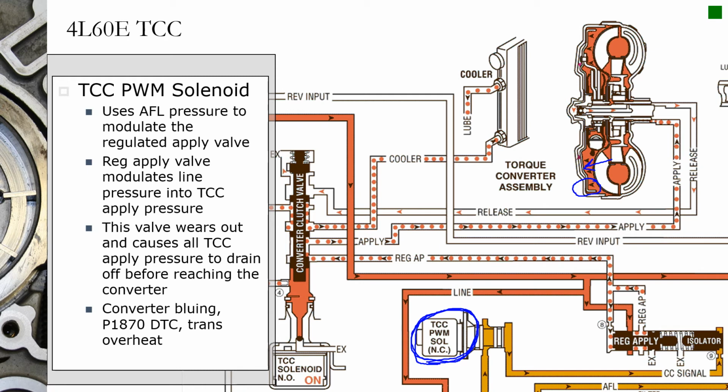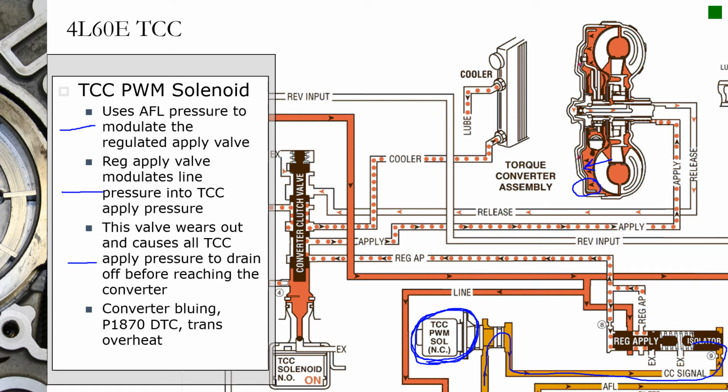So let's make sure I covered all this information. We use AFL pressure to modify this regulated apply valve by creating this CC pressure. The regulated apply valve modulates line pressure into torque converter clutch apply pressure. This valve wears out and causes all the TCC apply pressure to drain before reaching the converter.